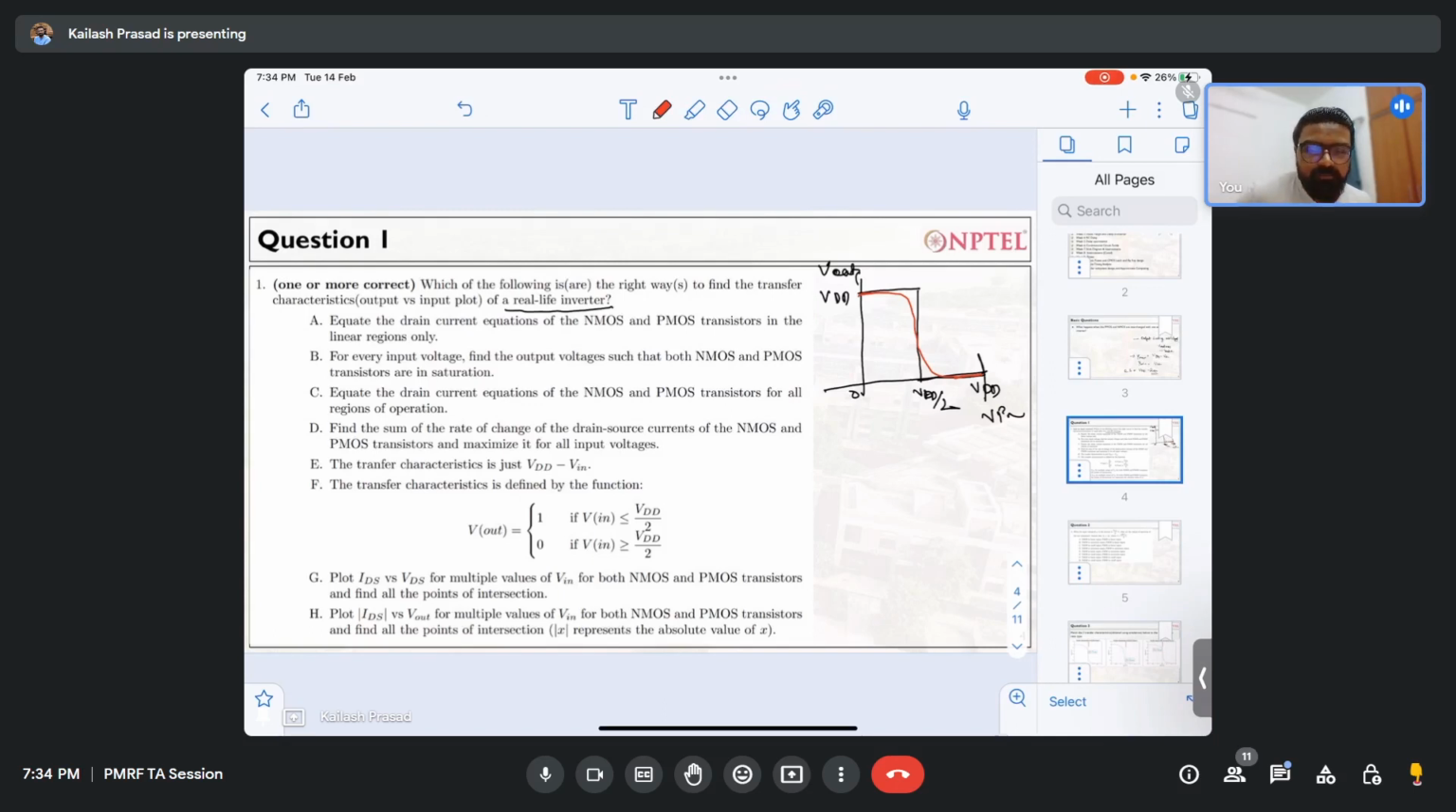So when you talk about DC characteristic, what are we talking about? Which curve are we talking about? IDS versus VDS, or IDS versus V out? IDS versus V out, for both N and P. Okay. So I have two options you can see over here, G and H. Now can you tell me which of the two is correct?